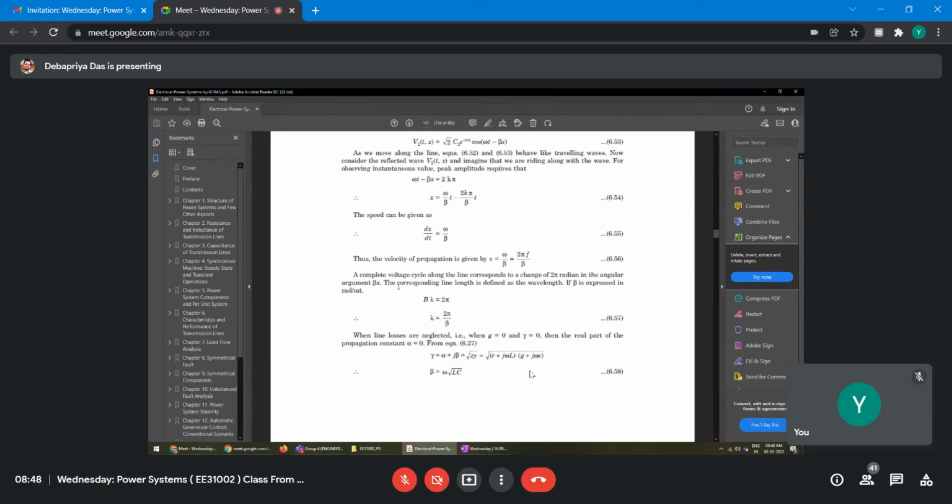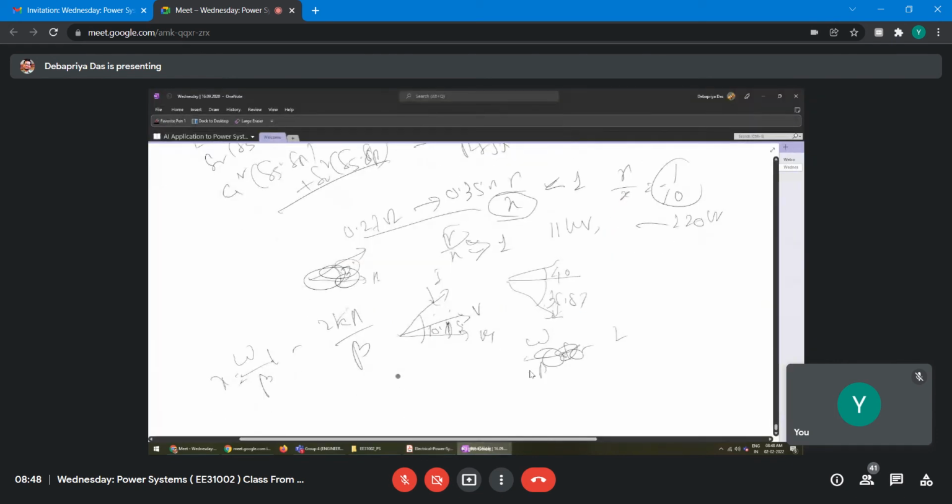Now, assume a complete voltage cycle along the line corresponds to a change of 2 pi radian in the angular argument beta x. Therefore, the corresponding line length is defined as the wavelength. Beta is expressed in radian per meter. It will be beta lambda is equal to 2 pi.